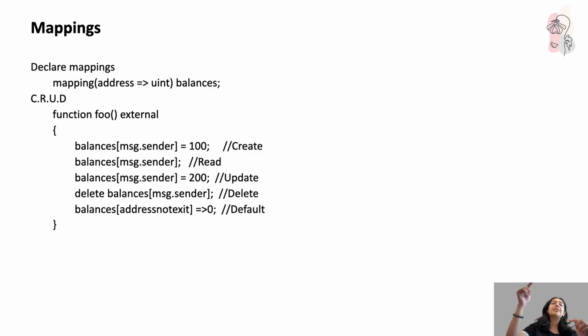Now you earlier gave that value 100. Now you're changing it to 200. That is your update operation. Then you're deleting it. Delete. And next, by default, what? All your keys are initialized to the value of 0.